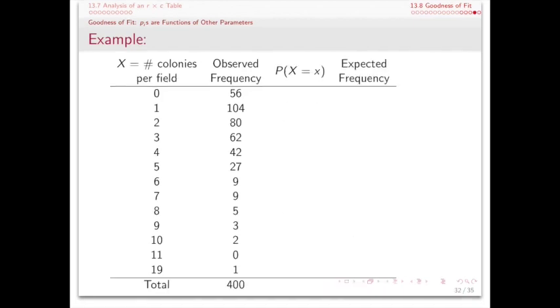Next, we need to generate the probabilities associated with each category for our random variable. To do this, we need to make use of our Poisson probability distribution.